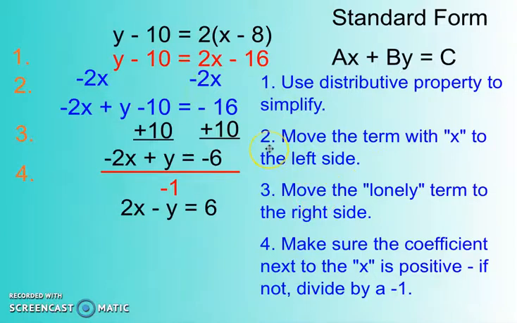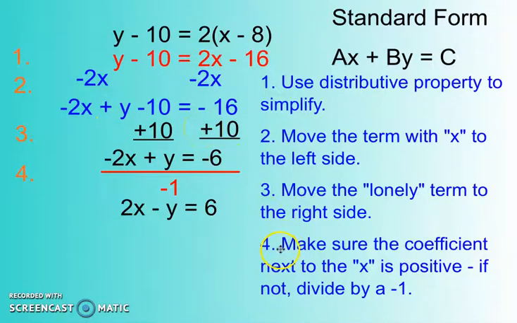Step number 3, we got rid of the lonely term. I call this the lonely term because it doesn't have an x or a y next to it. And so we move that one to the right side. And again, inverse property, always using the inverse property if we want to move from one side to the other side.